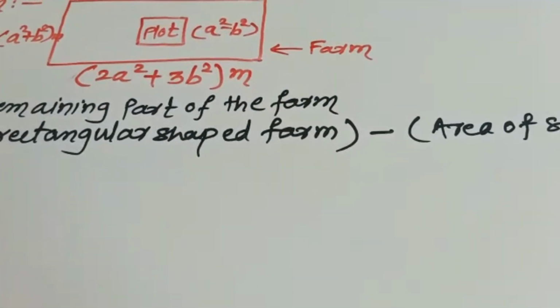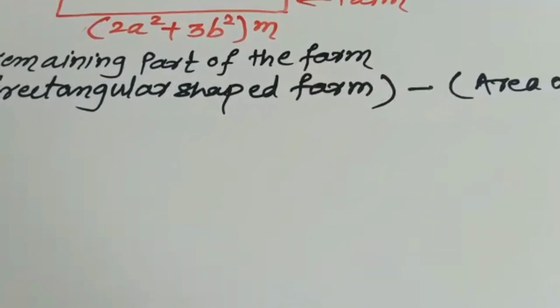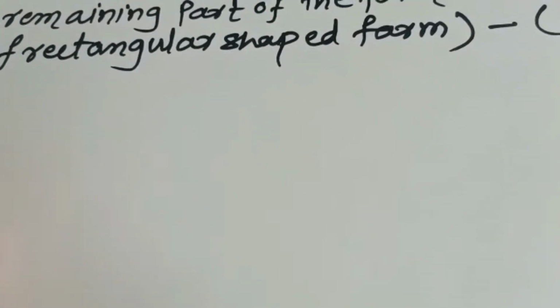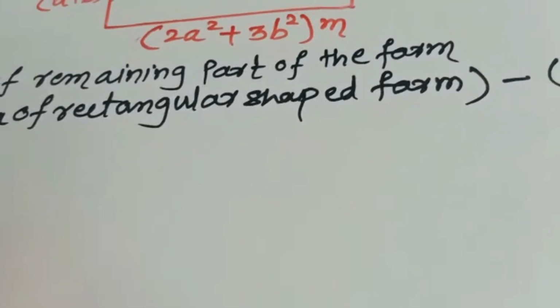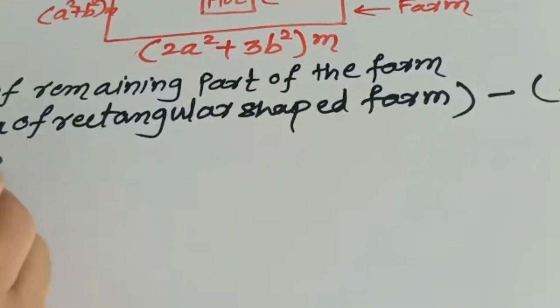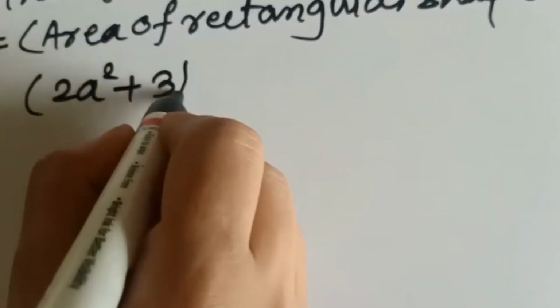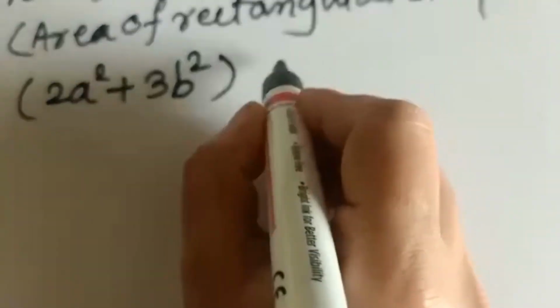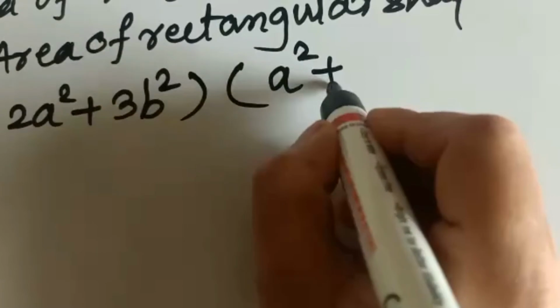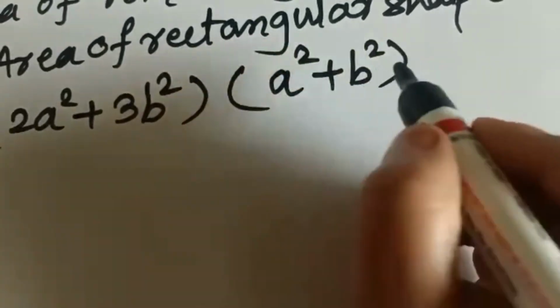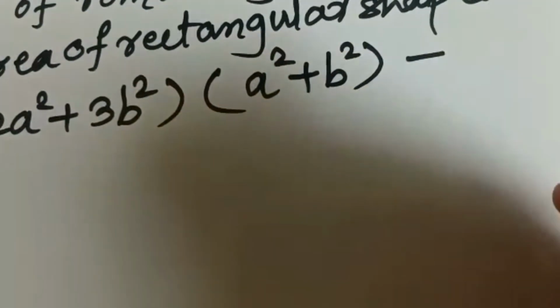Got it? Now we'll put here the length and breadth of that rectangular shape farm. What is the length here? Length is 2a square plus 3b square. It is the length multiplied by breadth. Breadth is a square plus b square. Okay. Then minus in between.